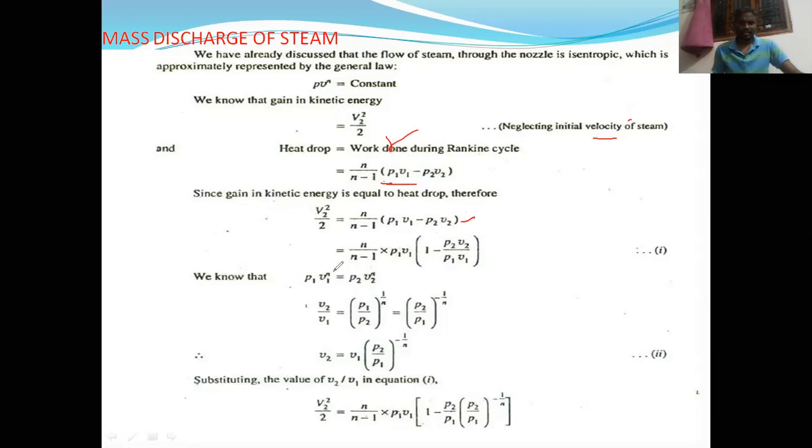For that we are taking two conditions here, state 1 and state 2. According to the general law of isentropic, we are writing P1 V1 to the power of n is equal to P2 V2 to the power of n, and from that we are getting the value of V2 by V1 is equal to P1 by P2 to the power of 1 by n, and we are rearranging the ratios here.